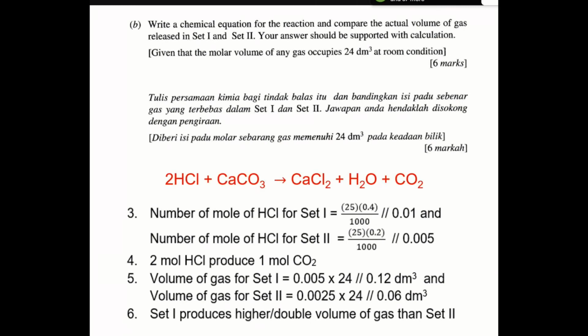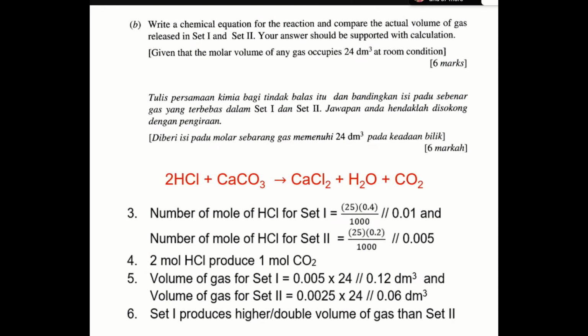So from here, they will come up with this. Calculate the number of moles of HCl in set 1 and HCl in set 2, because the concentrations are different, so the numbers of moles will be different. Point number 4 must be given to the comparison with their mole ratio. So 2 moles of hydrochloric acid will produce 1 mole of CO2. So if 0.01 mole of HCl is used, for sure it will only produce 0.005 mole of carbon dioxide. Then step number 2, if the answer now is 0.005 mole, then the volume of carbon dioxide produced will be 0.005 times 24, and you will get 0.12.